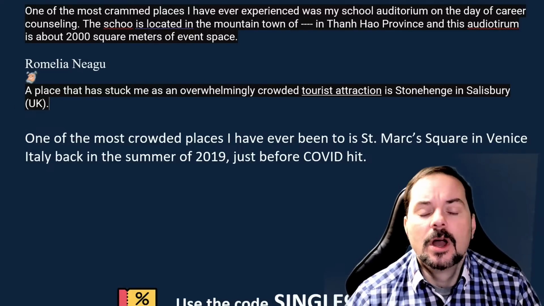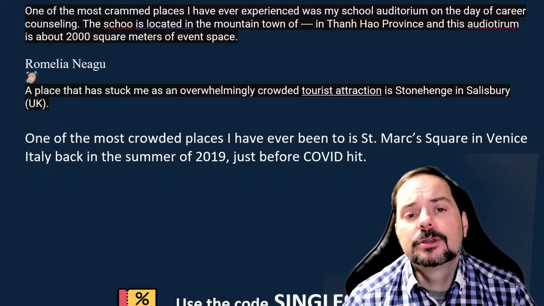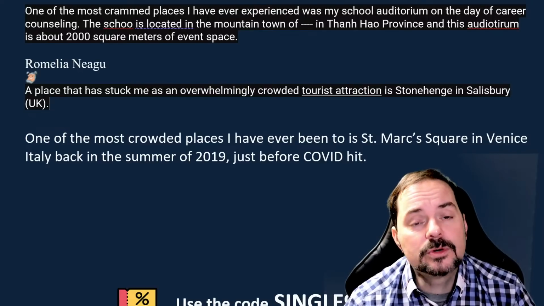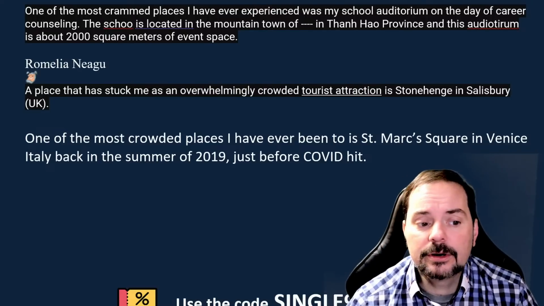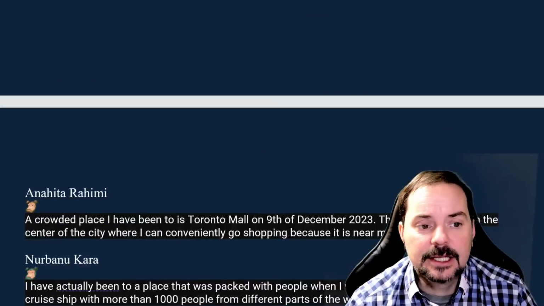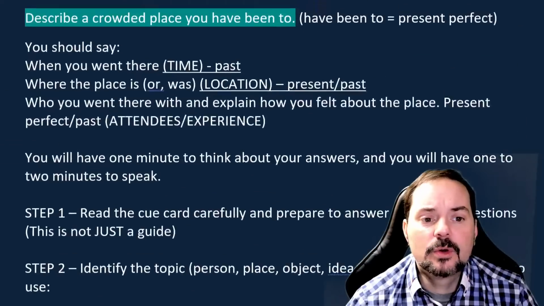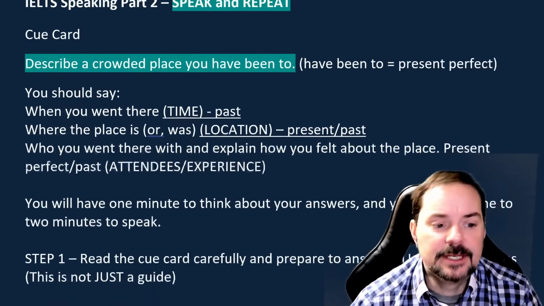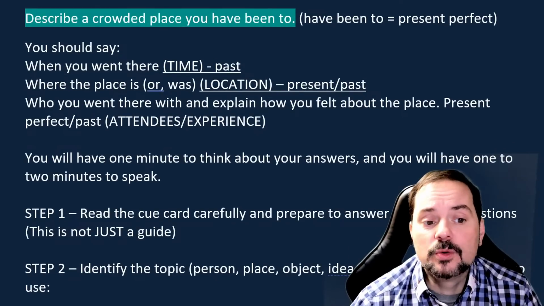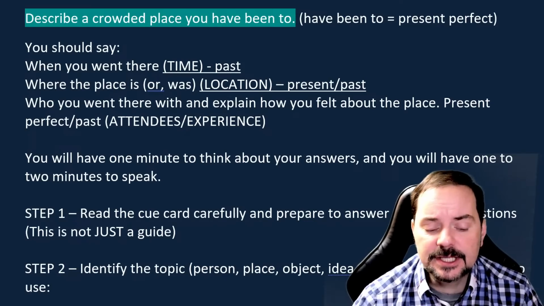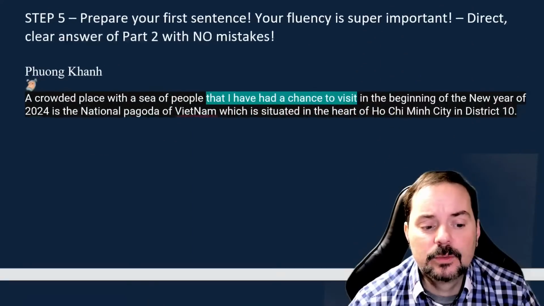Okay. All right, so I'm going to go through the steps of appearance, attendees, activities, experience, time, and include all of those more or less in that order for my response, which is St. Mark's Square in Venice, Italy. Now, again, the question, everybody, just as I jump into this: describe a crowded place you have been to. When you went there, where the place is, who you went there with, and explain how you felt about the place. And then we'll get going here.